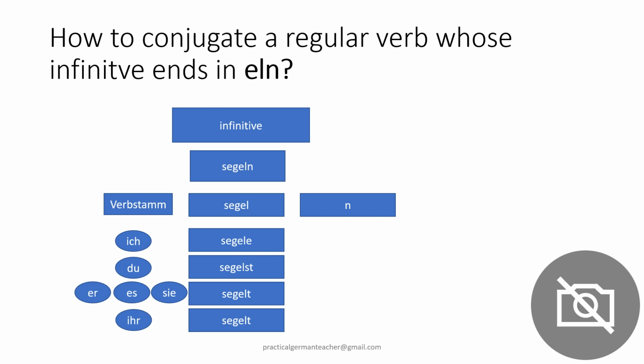When the subject of the sentence is ich, you add the letter e at the end of the Verbstamm to conjugate it. For du, you add st. For er, sie, es, you add t. For ihr, you add t. For other pronouns, you keep the verb in its infinitive form. I hope you know what the infinitive form of a verb is.